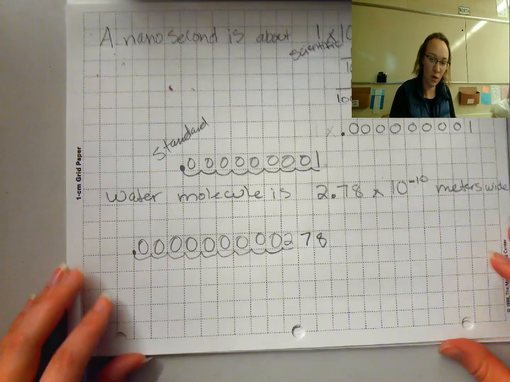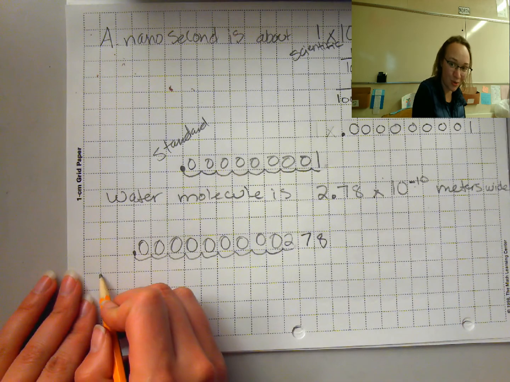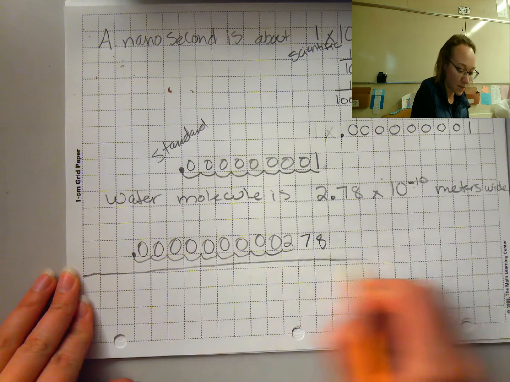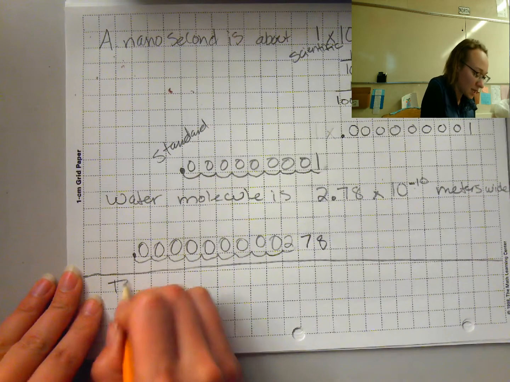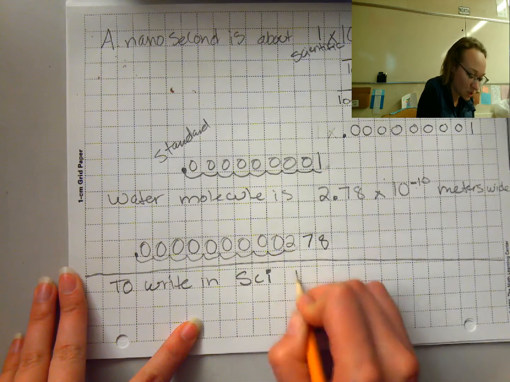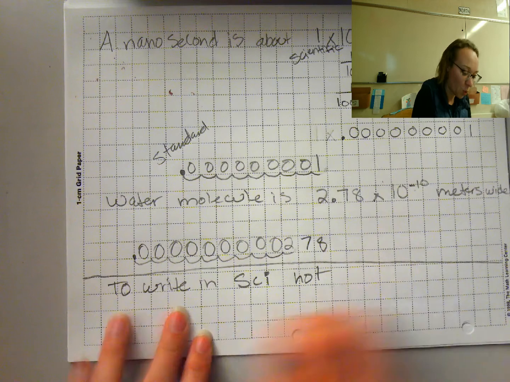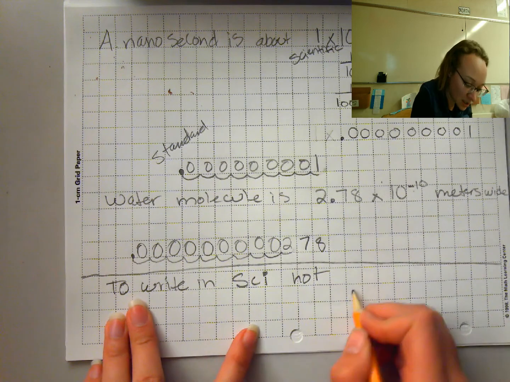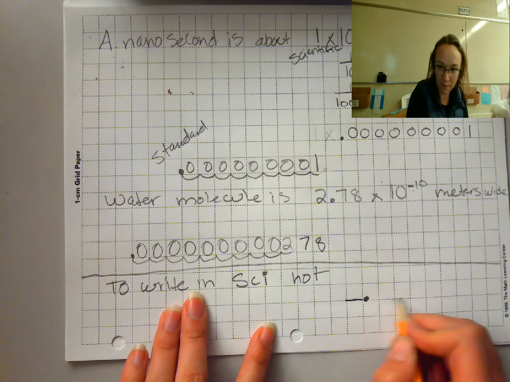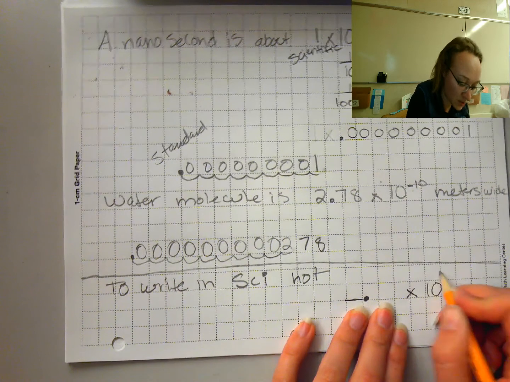Now, what if we were going the other way? Let's say I give you a number and I want you to write it in scientific notation. Actually, let's do brief notes on this first. So, to write in scientific notation, SciNote, you are going to have 1 digit before the decimal place, and then however many digits after you want, and then times 10 to the power of something.